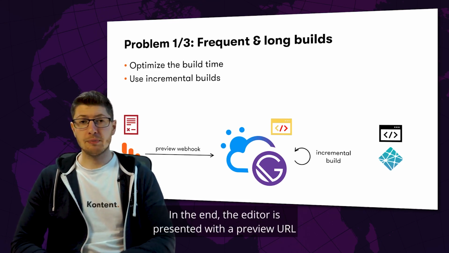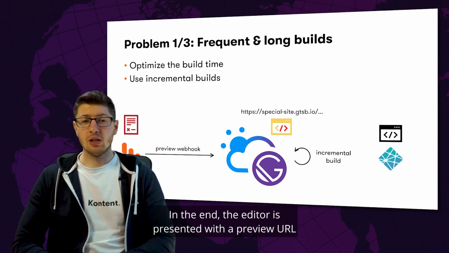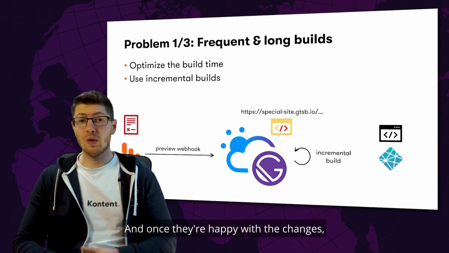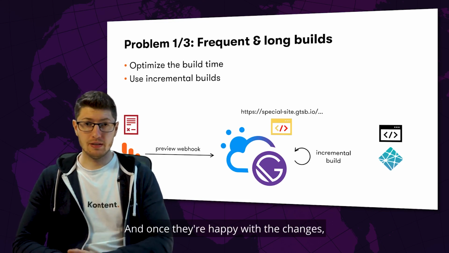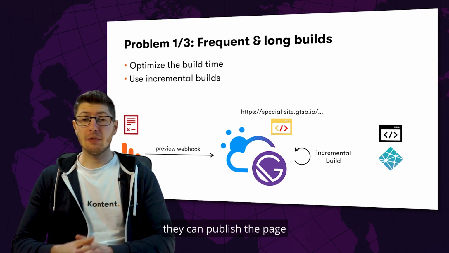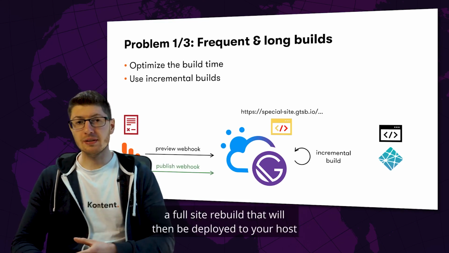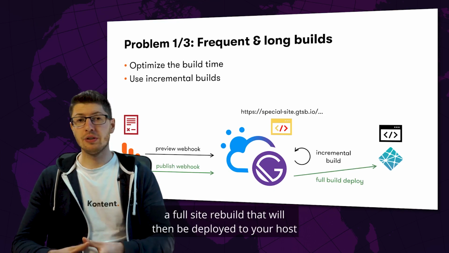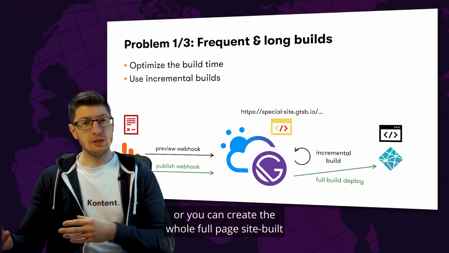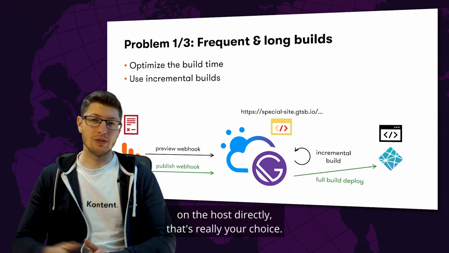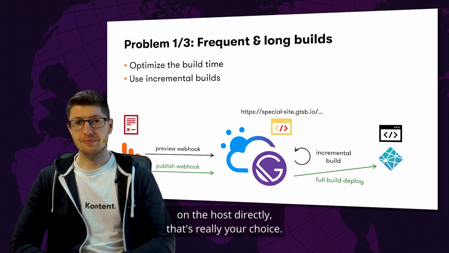the pages that are directly affected with the content item change. In the end, the editor is presented with a preview URL of the site that already contains their changes, and once they are happy with these changes, they can publish the page, and Gatsby Cloud will perform a full site rebuild that will then be deployed to your host, or you can create the whole full site build on the host directly. That's really your choice.